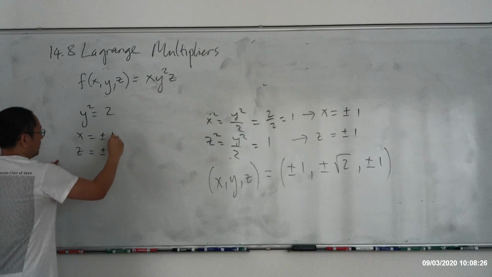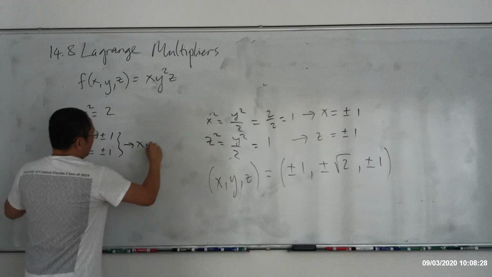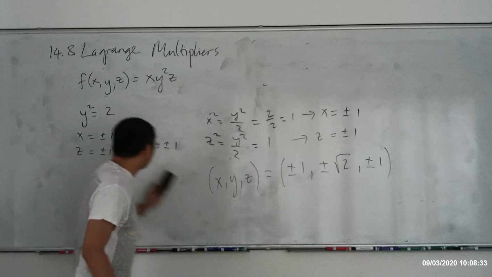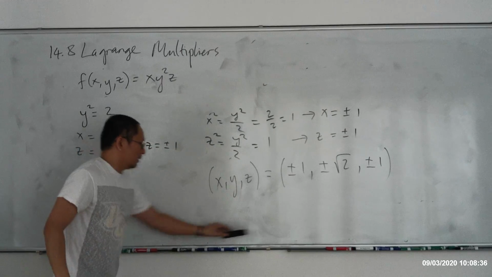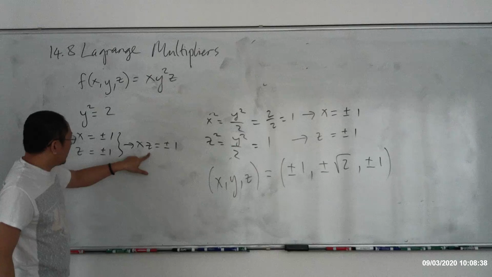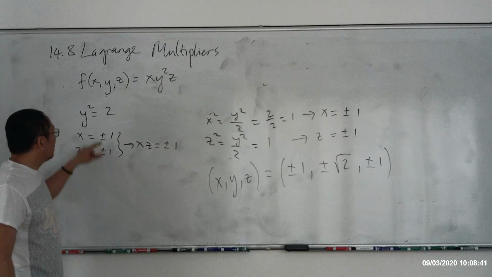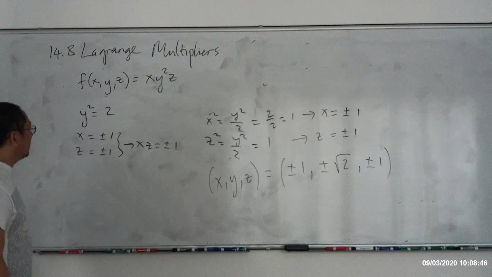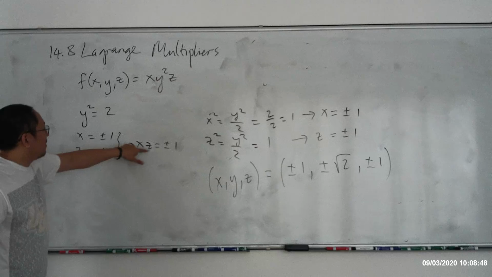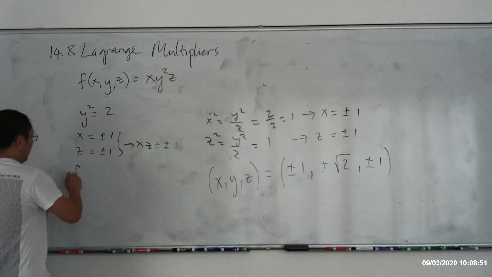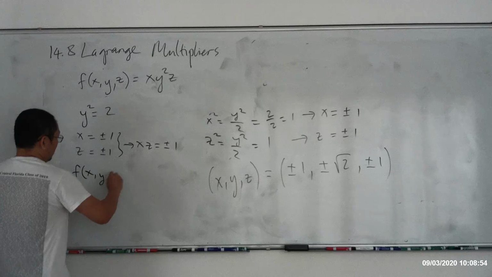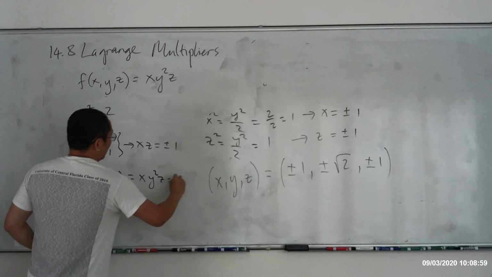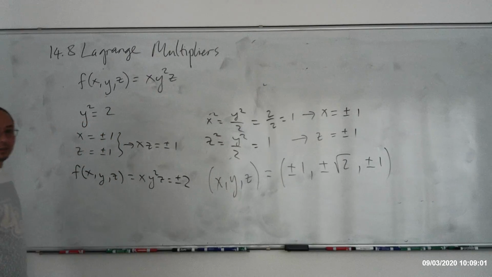So x times z will be equal to plus or minus 1. Sorry, guys, z. Right? Could be 1 times negative 1 or negative 1 times 1, or 1 times 1 or negative 1 times negative 1. You can have plus 1 or negative 1. Okay? So y squared is 2, x times z is plus or minus 1, together f of x, y, z, which is x y squared z, will be plus or minus 2.